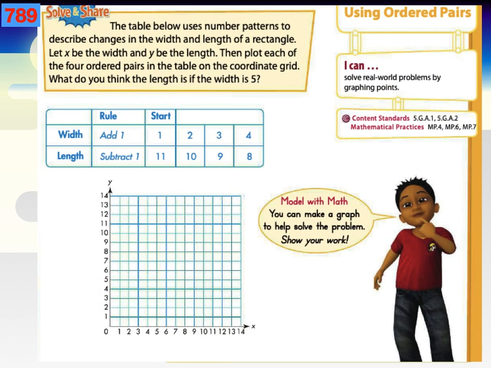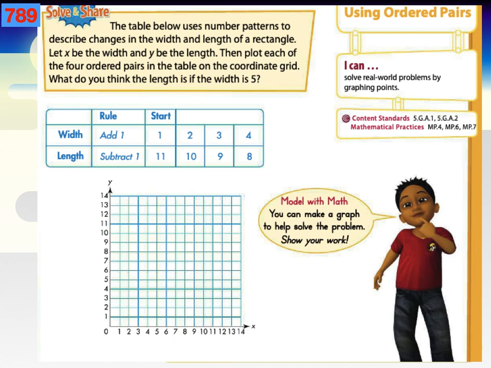Okay, let's answer textbook page 789. Let's read the solve and share problem all together. The table shows number patterns to describe changes in the width and length of a rectangle. Let x be the width and y be the length. Then plot each of the 4 ordered pairs in the table on the coordinate grid. What do you think is the length if the width is 5?